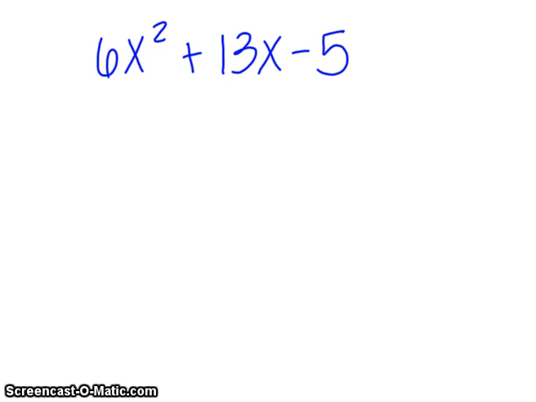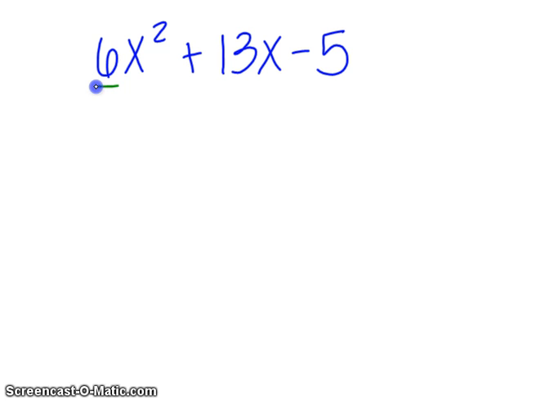In this tutorial, I'm going to show you how to factor a trinomial with a leading coefficient other than 1 by grouping. So we have the trinomial 6x squared plus 13x minus 5. To factor by grouping, our first step is to look for any common monomial factor that I could pull out, which in this case there isn't anything. So we have to move on to step 2.